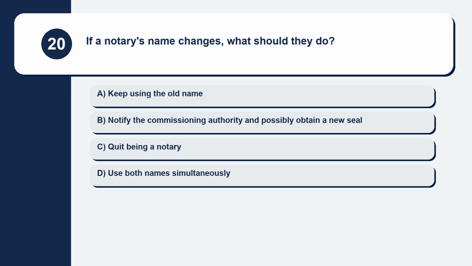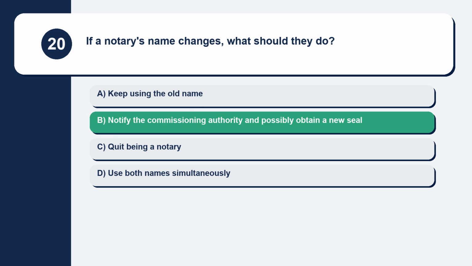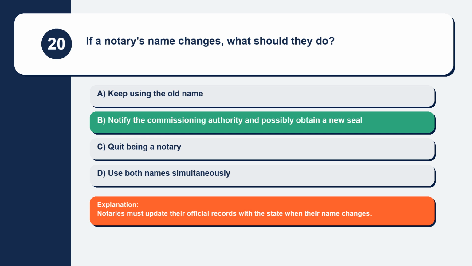Question 20. If a notary's name changes, what should they do? Keep using the old name. Notify the commissioning authority and possibly obtain a new seal. Quit being a notary. Use both names simultaneously. Notaries must update their official records with the state when their name changes.